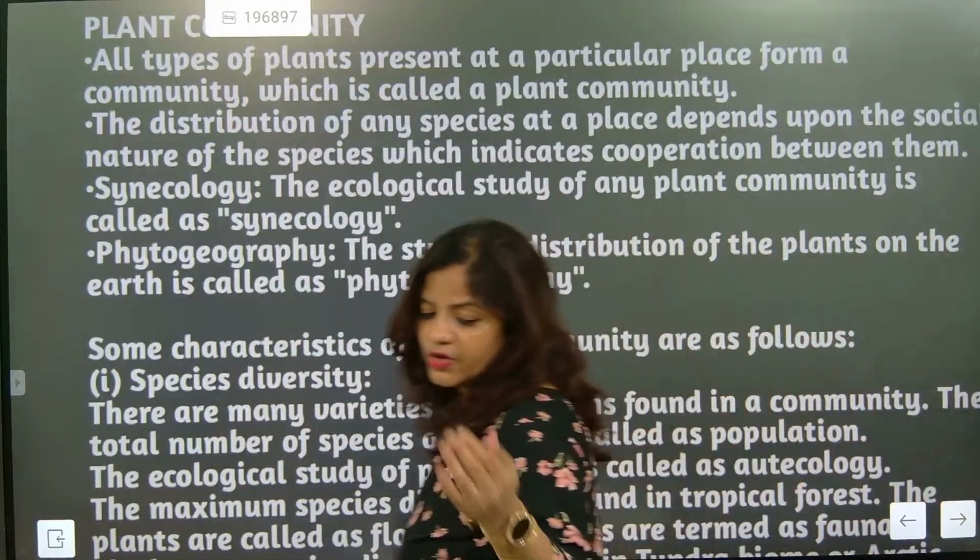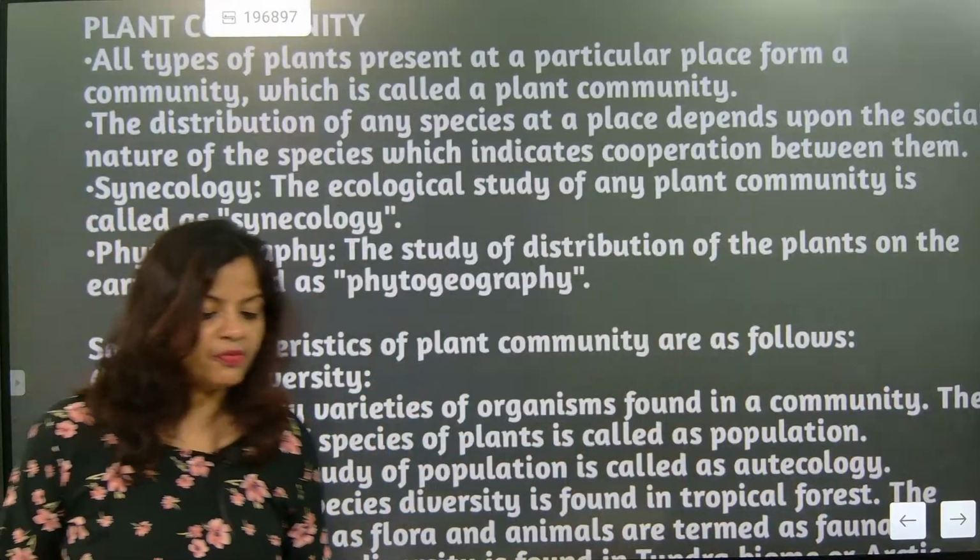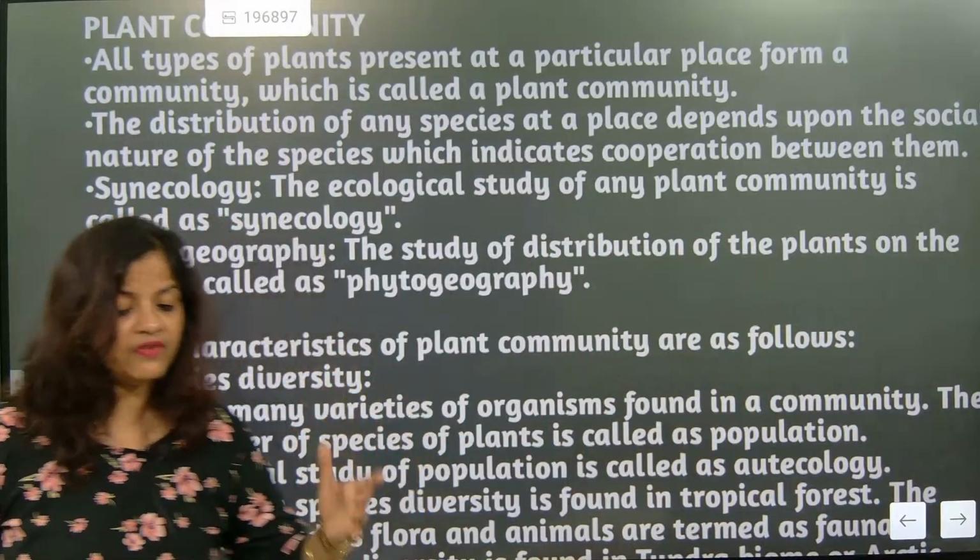So now, when we are studying the distribution of plants on earth, can you tell me one region where the availability of plants is very, very minimal?